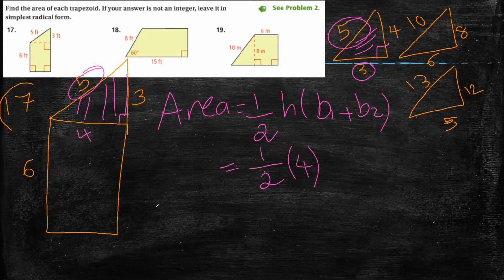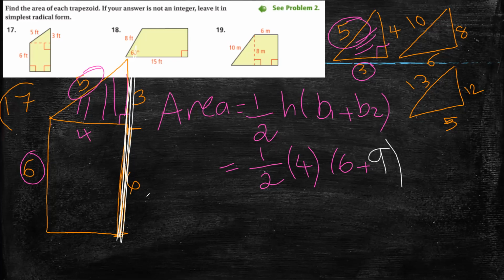Now, here the length of the first base is 6. What about the length of the second base now? If it is a rectangle, and here is 6, it should be 6. But 6 is the length of these segments. So I need the length of the larger base. This one. So what will be the length? 9. It will be 9. Is it clear? Then, after simplifying, 2 times 15 is 30.